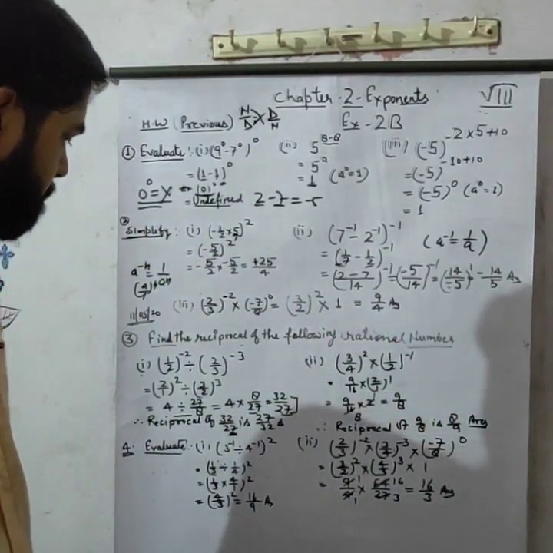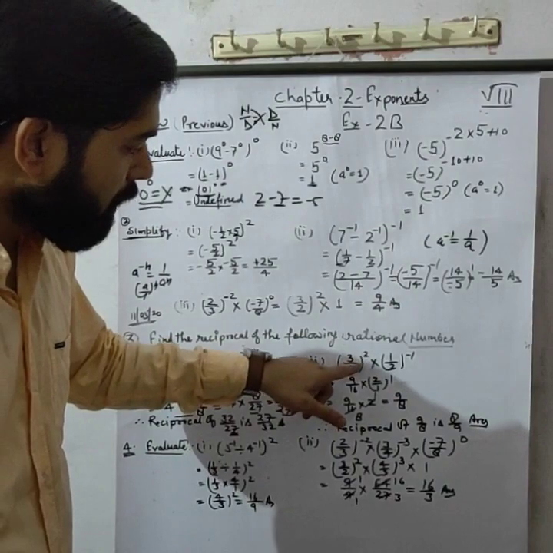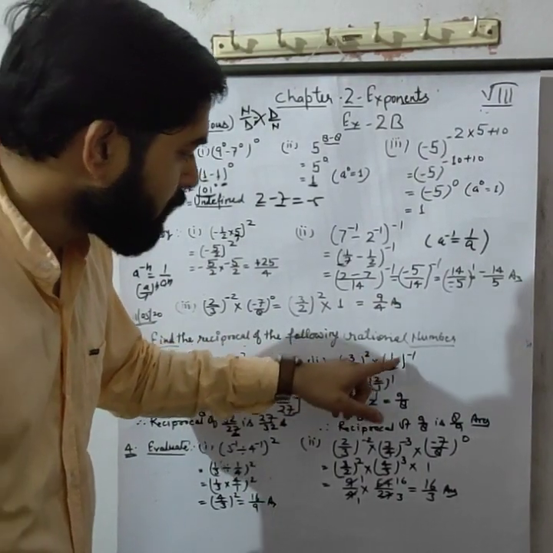Now the second one is 3 upon 4 raised to the power 2 multiplied by 1 upon 2 raised to the power minus 1.